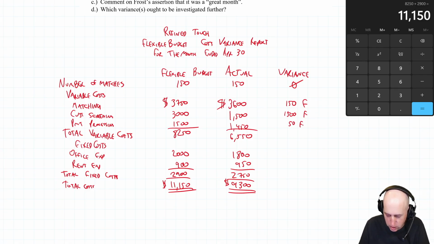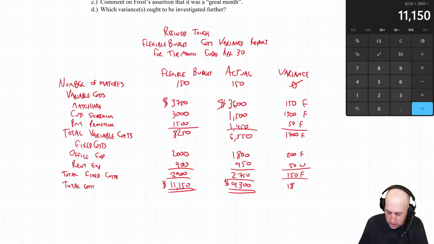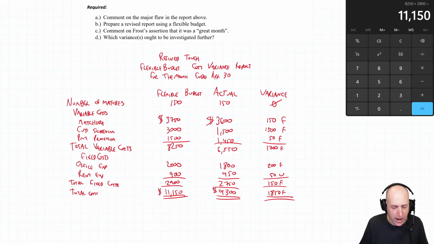Yeah, this is all good news for our friend Linda. $1,700 favorable. Office expenses, $200 favorable. They were lower than expected. Rent expense, $50 unfavorable, higher than expected. So overall here, it's $150 to the good, $150 favorable. And as a grand total, it's $1,850 favorable. So there we have a revised flexible budget.